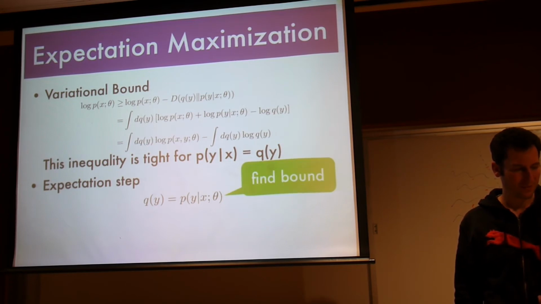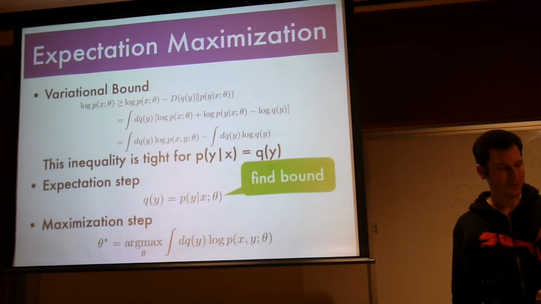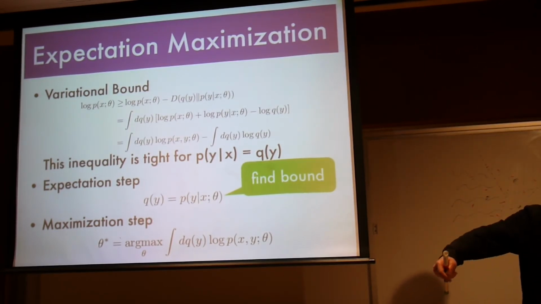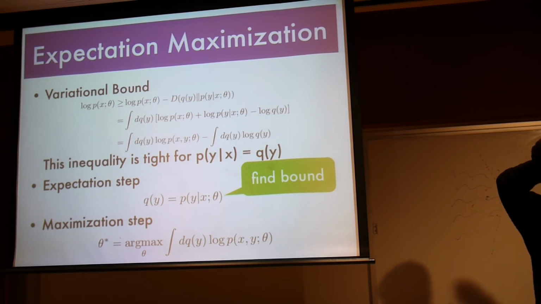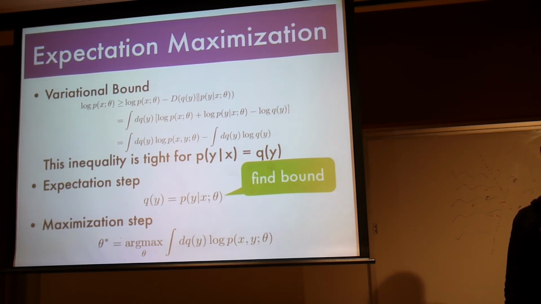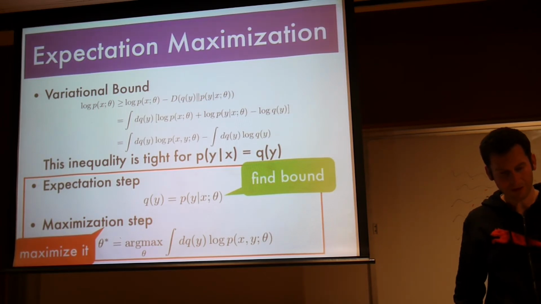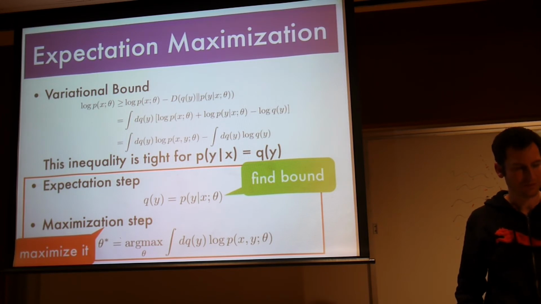So the strategy is really, you find that bound, and then you maximize it. It's like the ratchet. You tighten the ratchet, you maximize. Tighten the ratchet, you maximize. That's the trick. This is the entire algorithm. You apply the strategy to any graphical modeling you do.